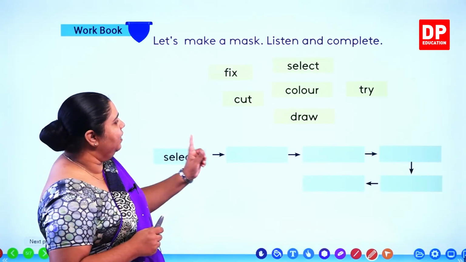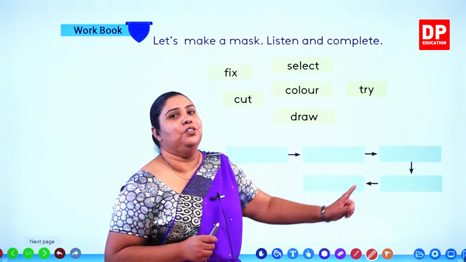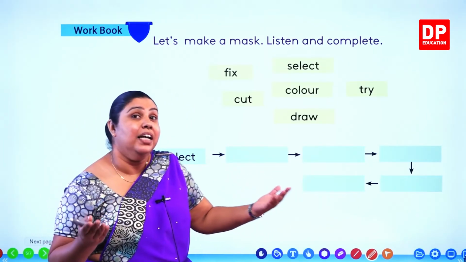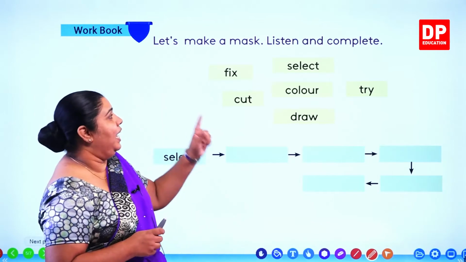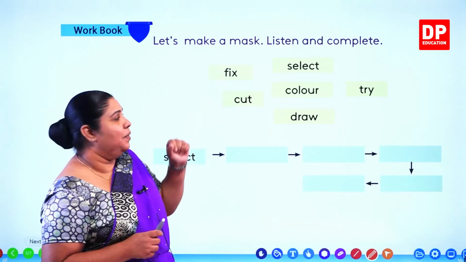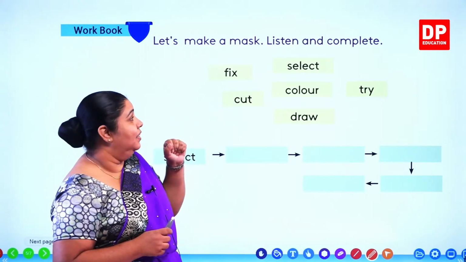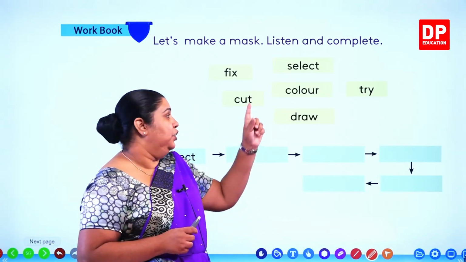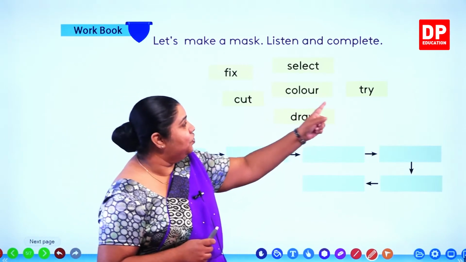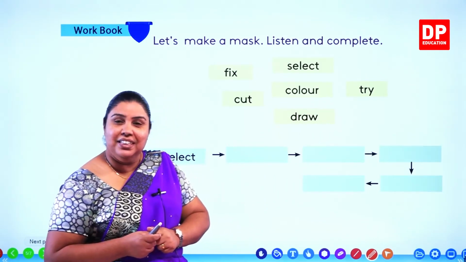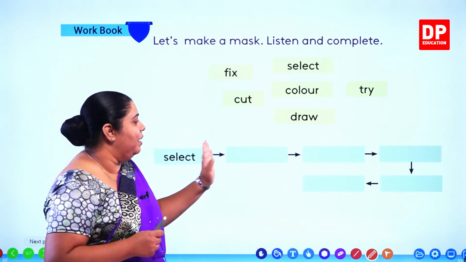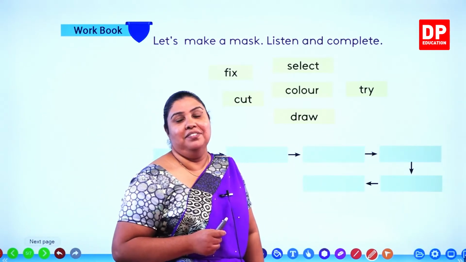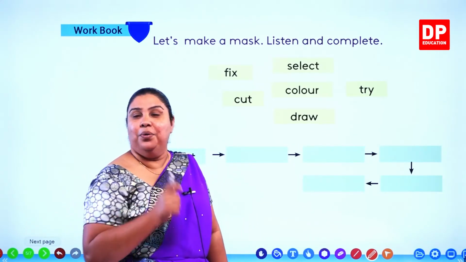Now there are different steps that we need to follow. The words are given for us, right? We have the words fix, cut, select, color, draw, try. Those are the words. Now we have to put them in the correct order. What is the correct order? We are going to find it.